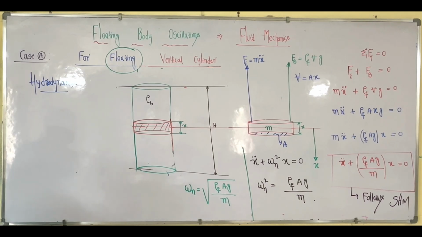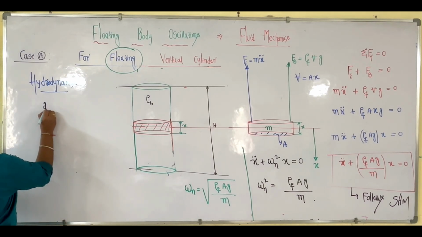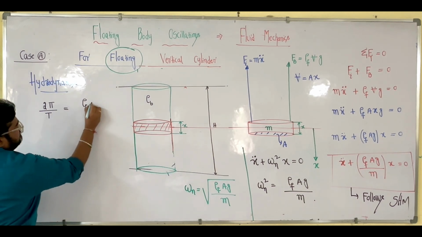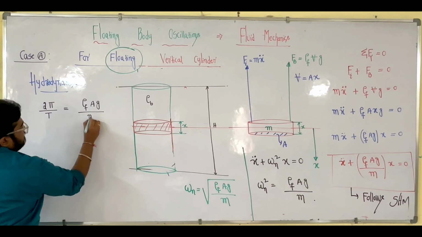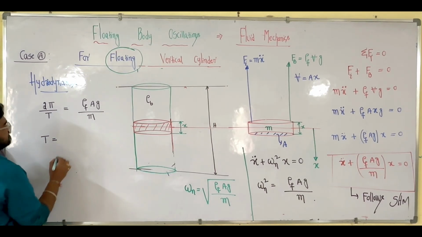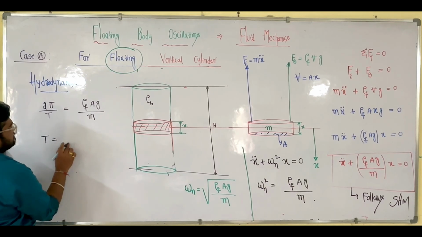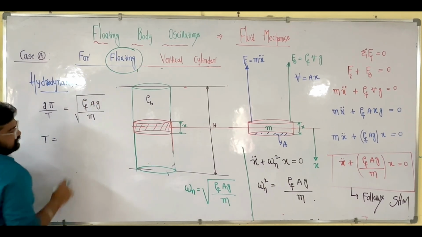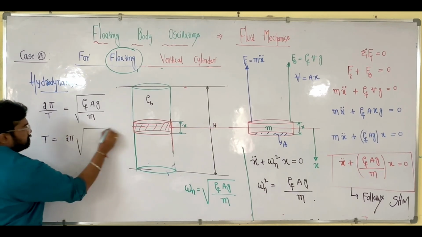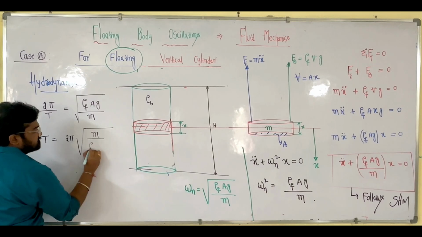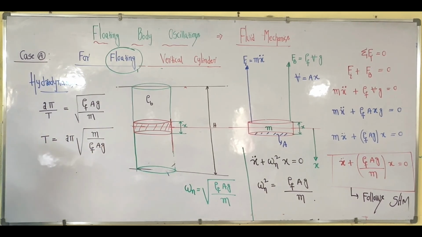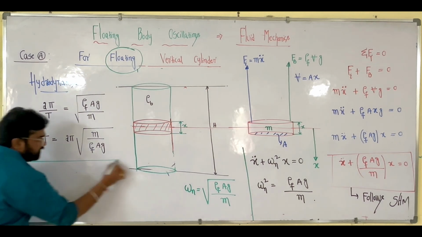So we can confidently write 2 pi by T equals density of the fluid into A into g by m. So from here, the time period of oscillation of the floating vertical cylinder, T, equals 2 pi square root of m by density of the fluid into A into g. Clear? You can confidently write the time period of oscillation.